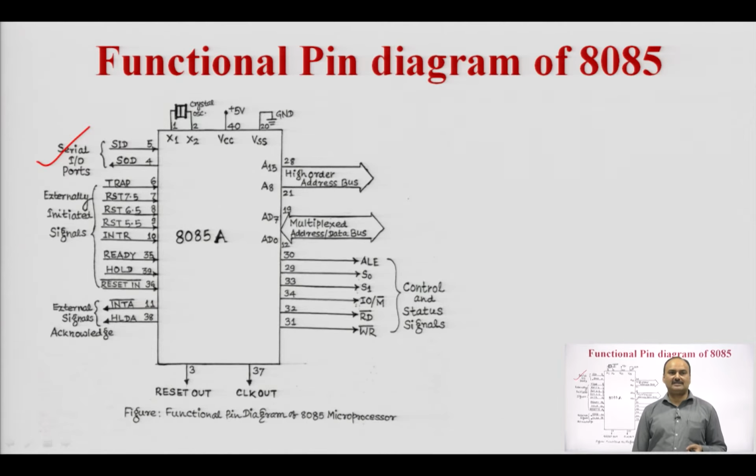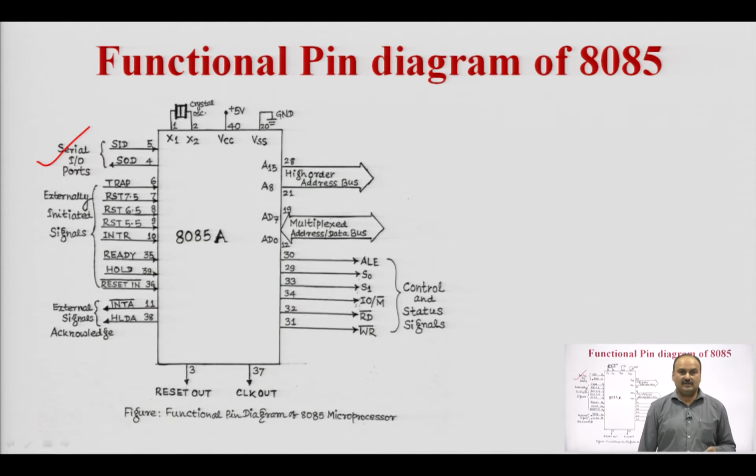Then the external signal acknowledge. Here, in response to a hardware interrupt, the microprocessor will generate interrupt acknowledge signals, and in response to the HOLD signal, the microprocessor will generate the HLDA hold acknowledge signal. So, these are the external signal acknowledgements for the devices connected with the 8085 microprocessor. Next, the pins are classified into the control and status group.